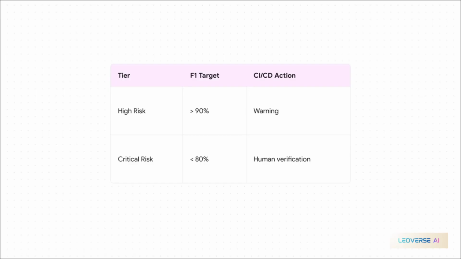By integrating tiered F1 score thresholds directly into your deployment gates, your CI/CD pipeline can make autonomous decisions. For instance, if an output falls below a high-risk target of 90%, it triggers a warning. If it falls below 80% on critical data, the deployment is blocked entirely and requires mandatory human verification.